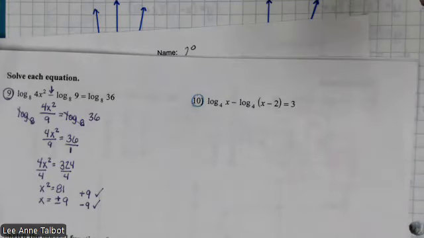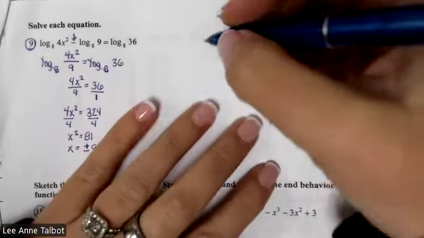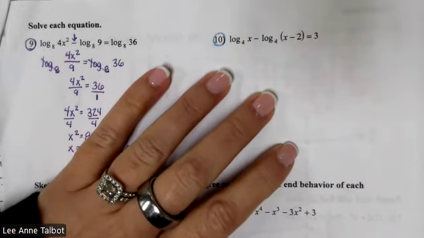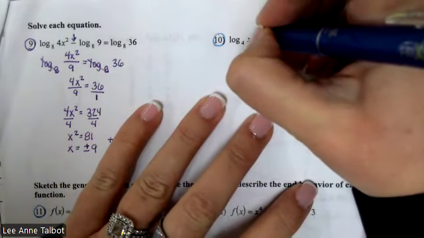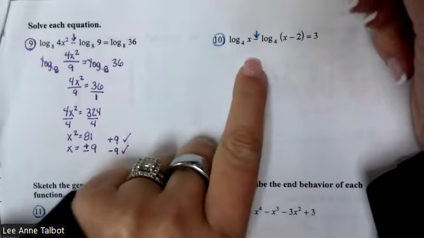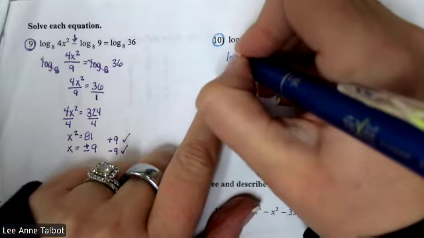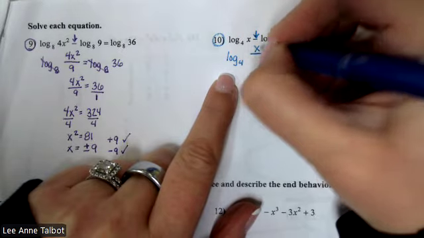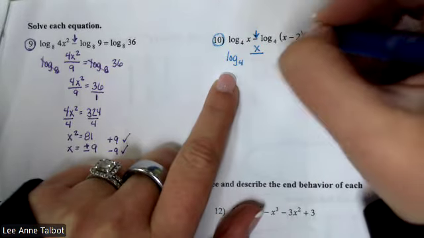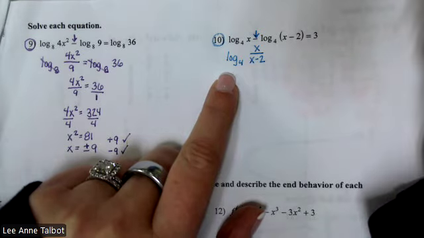Okay. All right, so number 10, starting with that is a log problem. This one's really important for the algebra piece. So first thing I do is I notice it's subtraction. Subtraction is division again. So log base 4, the first log goes on the top. The second log goes on the bottom.